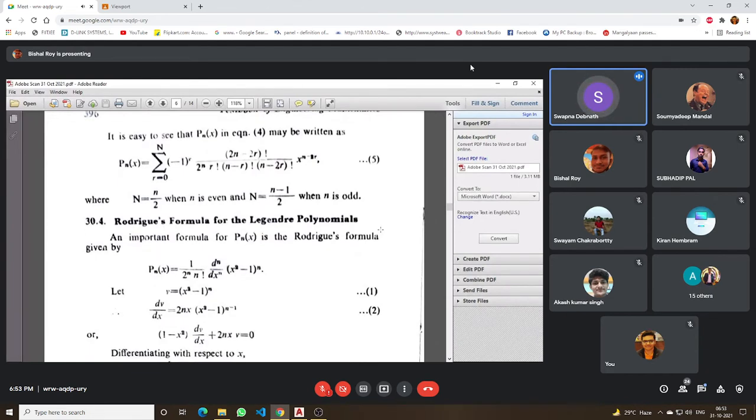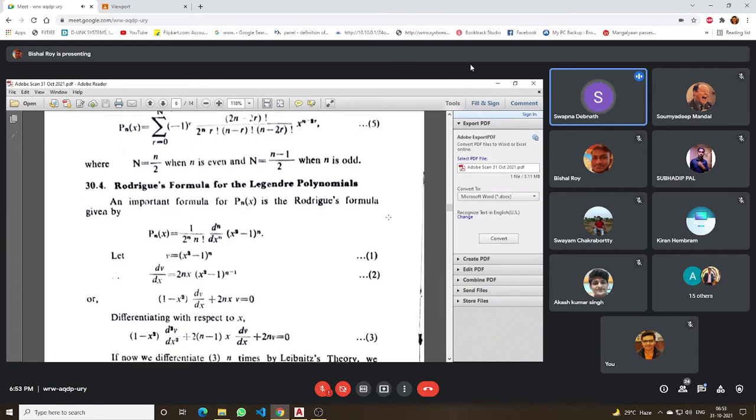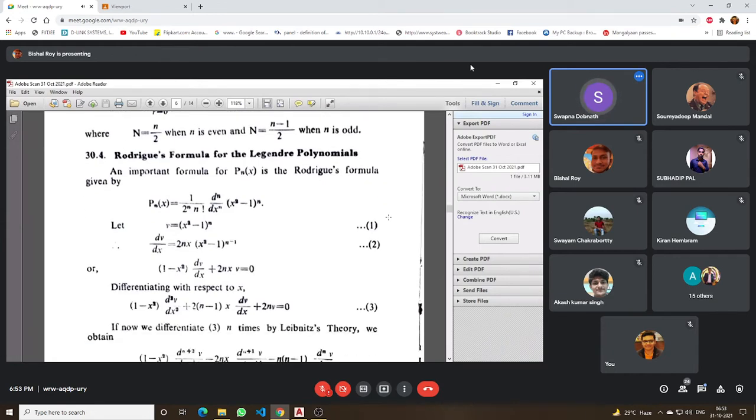And what is capital N? Capital N must be either an even number or an odd number. Therefore, capital N will be n by 2 when n is even, and is equal to n minus 1 by 2 when n is odd. Therefore, this is the Legendre polynomial.